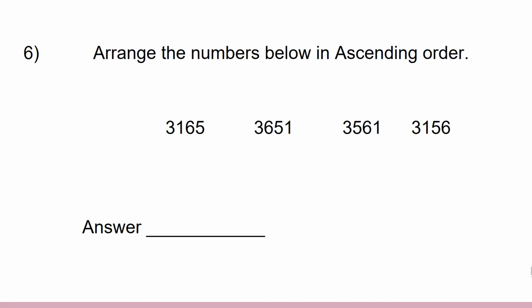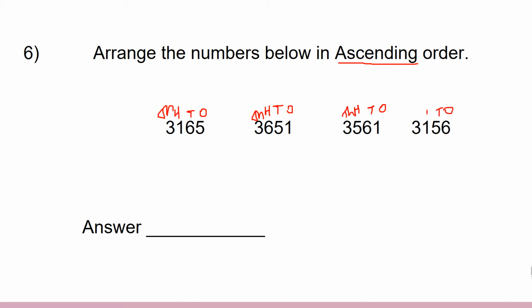Question number 6. Arrange the numbers below in ascending order. What does it mean to arrange numbers in ascending order? It means to arrange numbers from the smallest to the biggest. Now, for those who may not be able to look at the numbers right away and identify which one is the biggest, what we can do is label each number. We see we have ones, tens, hundreds, thousands.